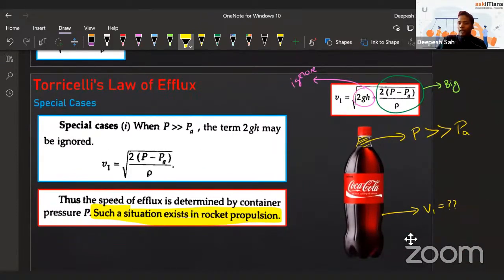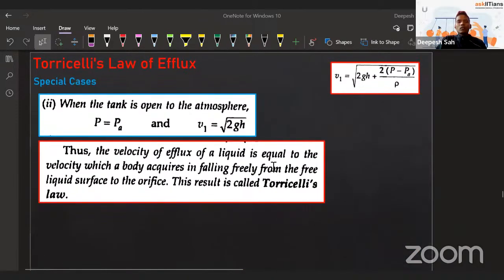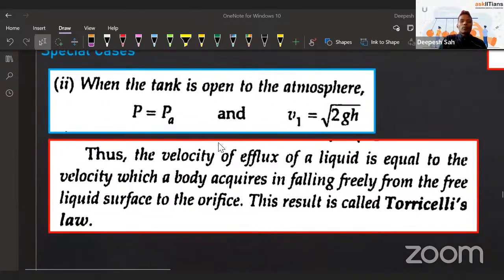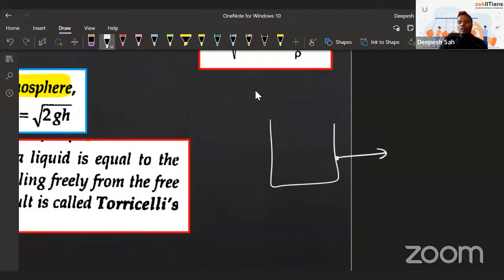Are you getting it, Elizabeth? Can I move ahead? Yes, sir. Okay. Now, again, another situation. What if I am talking about a situation where I have a container which is open to atmosphere? Open to atmosphere means that I am making a hole, velocity is there, but this part of the liquid is also in contact with atmosphere. So it will be having atmospheric pressure, and also already there is atmospheric pressure over here.